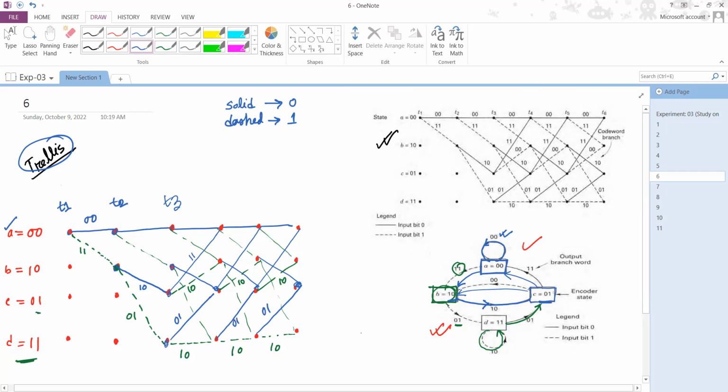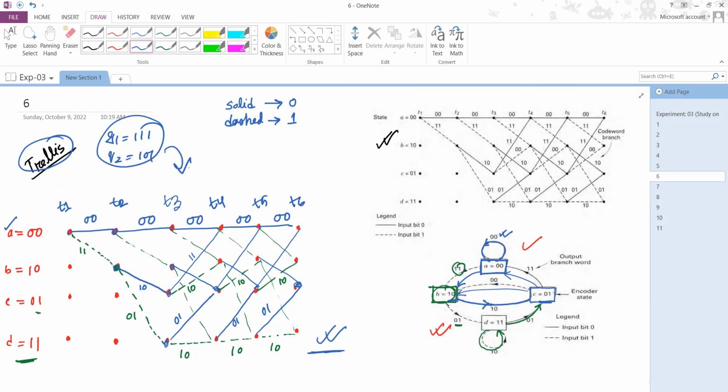Okay, so this is the trellis diagram that I have drawn here, through T4, T5, T6. In this way you have to draw the trellis diagram first, and this is for the particular connection diagram that I have told you, where G1 is 1 1 1 and G2 is 1 0 1. For this connection diagram, you will find this trellis diagram. So now, what purpose does this trellis diagram serve?